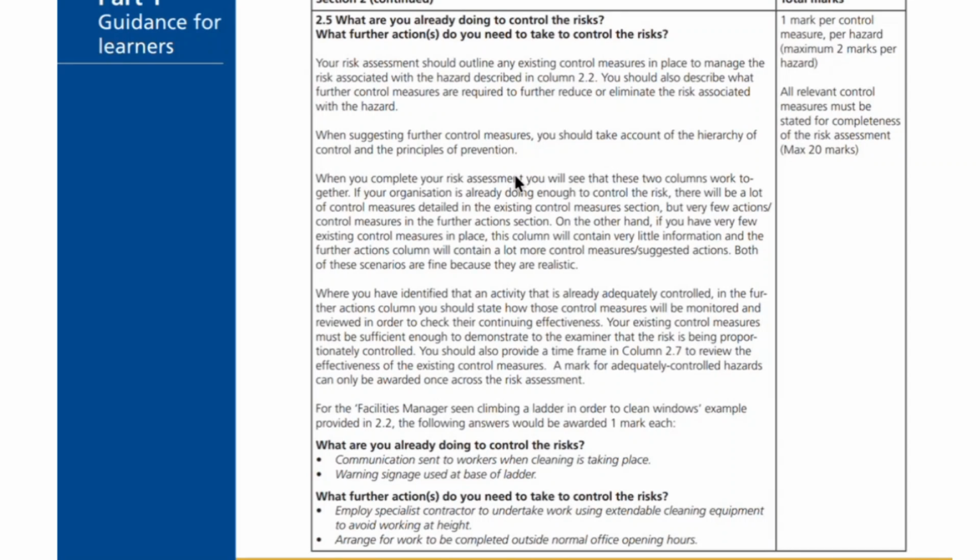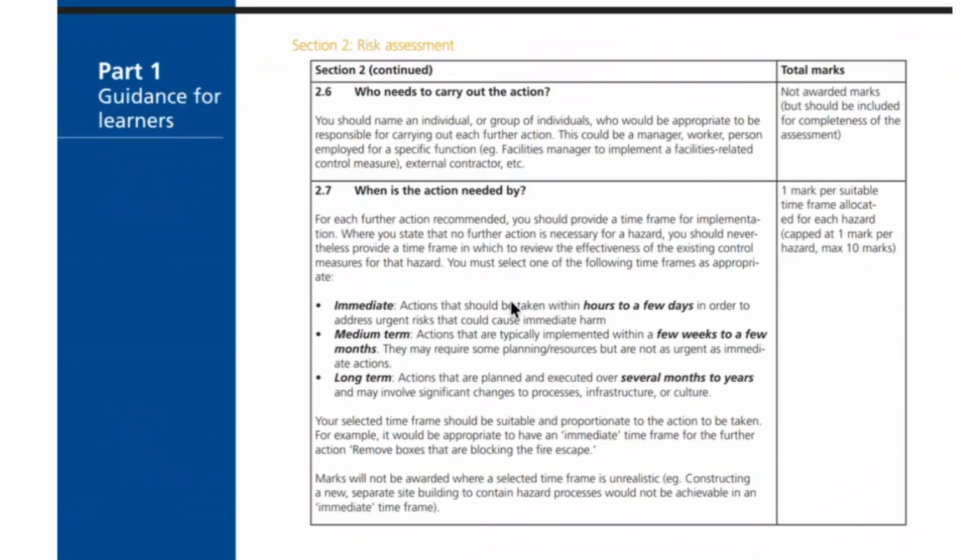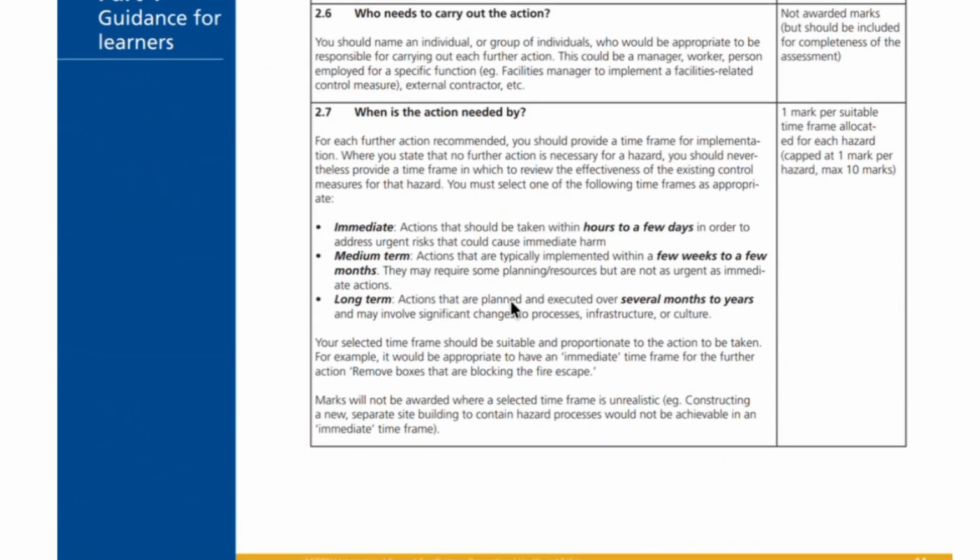You need to think about the permit. If it is work at height, then a permit is mandatory. But if you fail to write the permit, then you may lose your marks. So give a lot of attention when you write further control measures. Focus on the hierarchy of controls. Okay, then the next section, 2.6, who needs to carry out the action? Whatever existing control measures you have given, those are not sufficient. So you give further control measures. Now, who is responsible to carry out these actions? That is the further control measure.